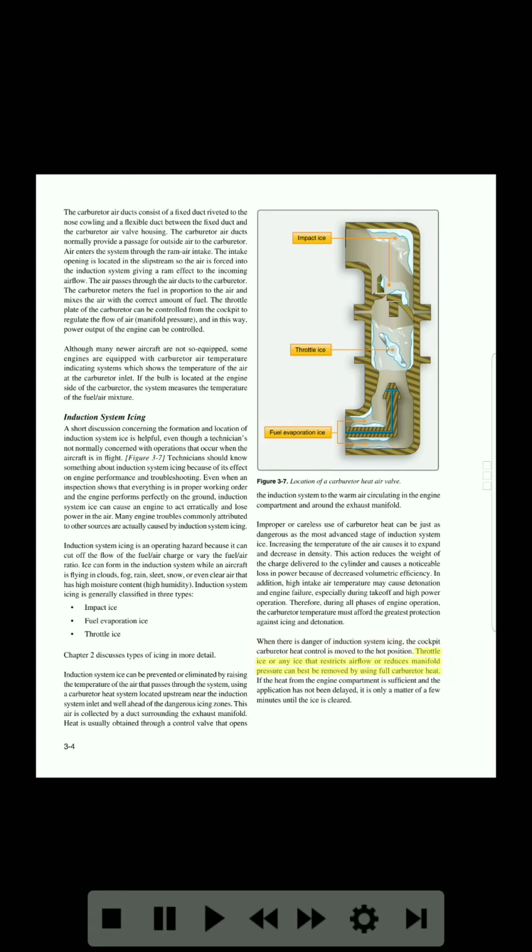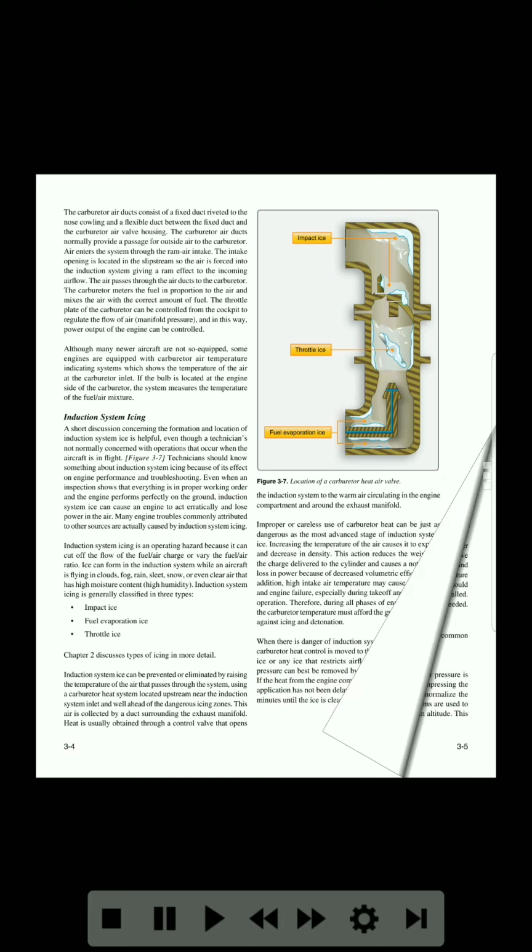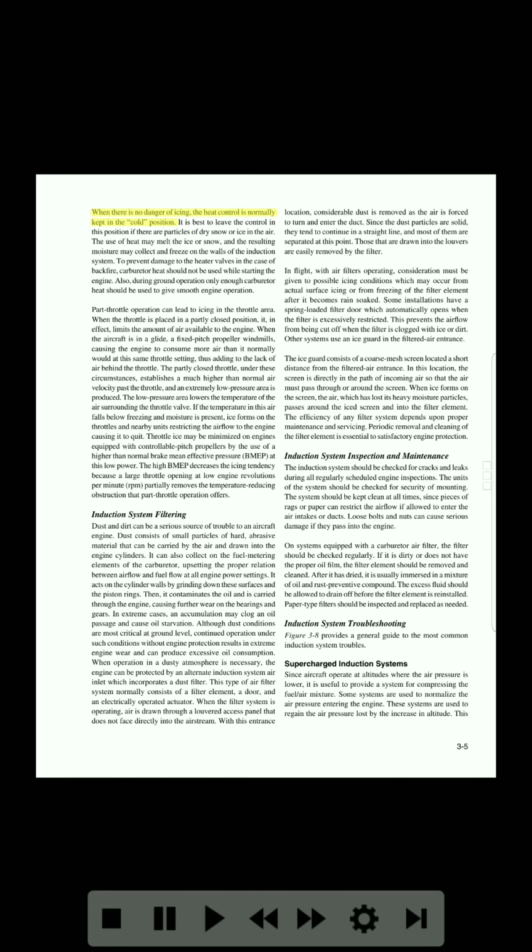Throttle ice or any ice that restricts airflow or reduces manifold pressure can best be removed by using full carburetor heat. If the heat from the engine compartment is sufficient and the application has not been delayed, it is only a matter of a few minutes until the ice is cleared. When there is no danger of icing, the heat control is normally kept in the cold position. It is best to leave the control in this position if there are particles of dry snow or ice in the air. The use of heat may melt the ice or snow, and the resulting moisture may collect and freeze on the walls of the induction system.